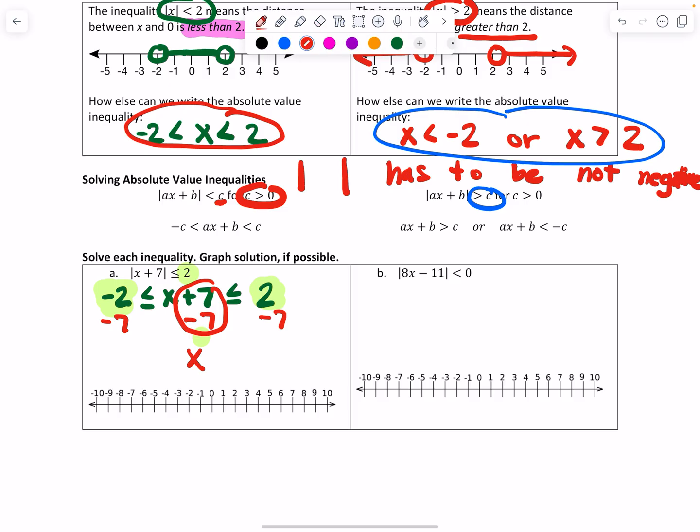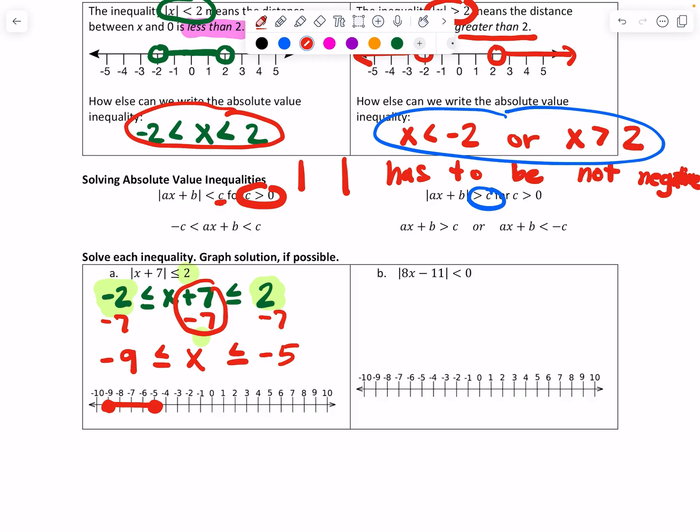Negative 2 minus 7 is negative 9. 2 minus 7 is negative 5. And then I copy down my inequality symbols. So x is going to be between negative 9, circle it, fill it in because of the double or the or equal to, and negative 5. Also circle it, fill it in, and it's going to be this segment right here.